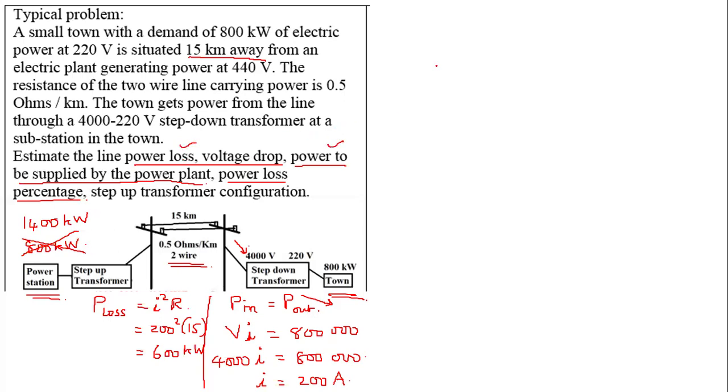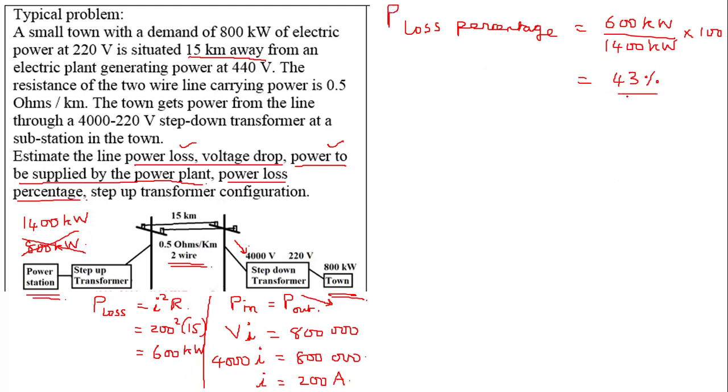And power loss percentage, it's very easy. Loss percentage: 600 is lost and 1400 is supplied. So do the math over here. I think you should be getting around 43%. You can check that out. So the power loss percentage is 43%. So that's a huge number.